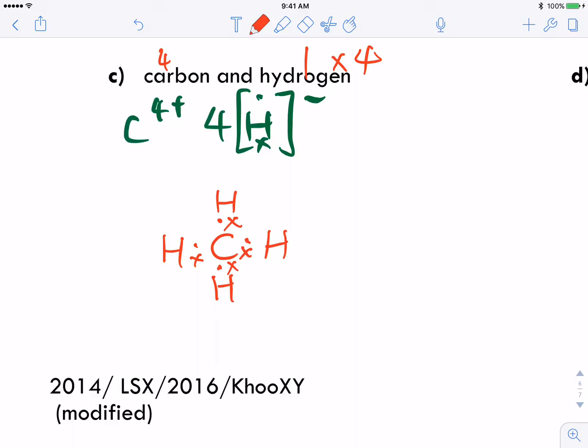Carbon started out with 4 valence electrons. I already have 4 valence electrons for carbon. So this is correct already.